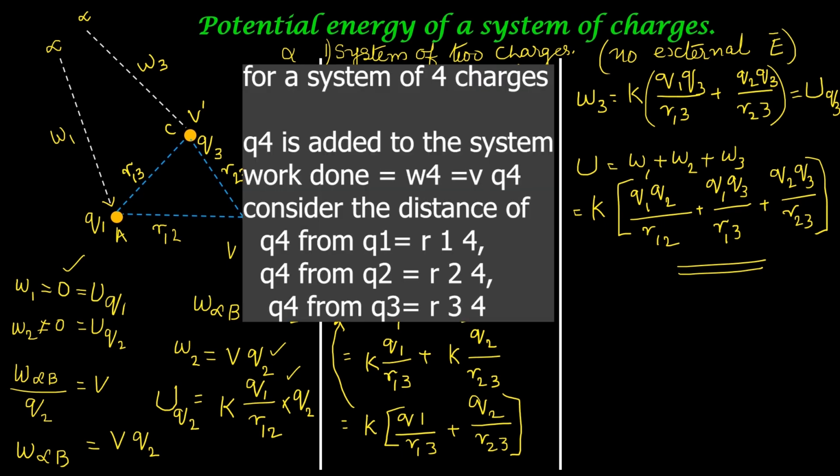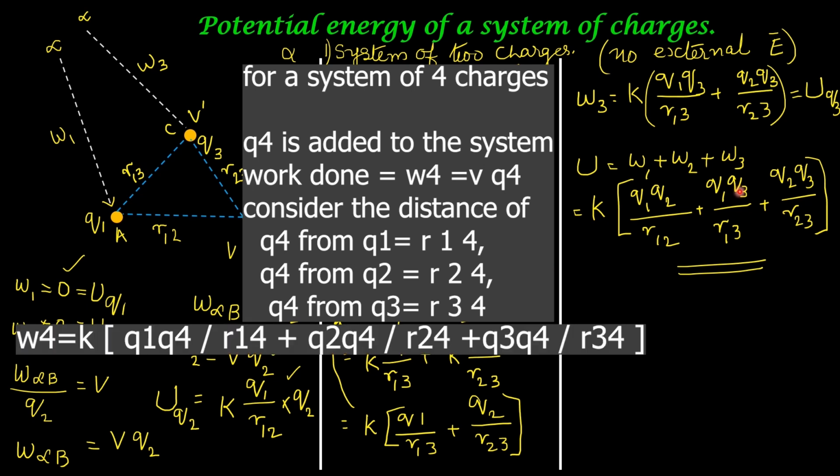Supposing we are adding one more charge to the already existing three charges, that charge also, that is Q4, also has to be brought from infinity to another point in the location. Work done on Q4 to bring it from infinity to that point will be equal to the potential at that location caused by already existing three charges multiplied by the magnitude of Q4. We will have to consider the distance of Q4 from Q1, from Q2 and from Q3. That will be R14, R24 and R34.